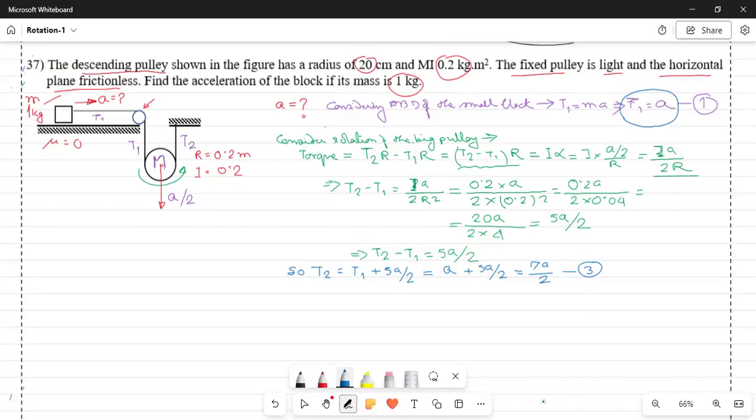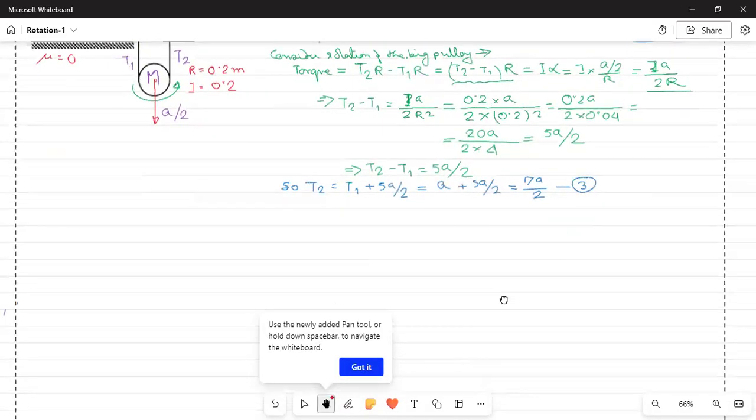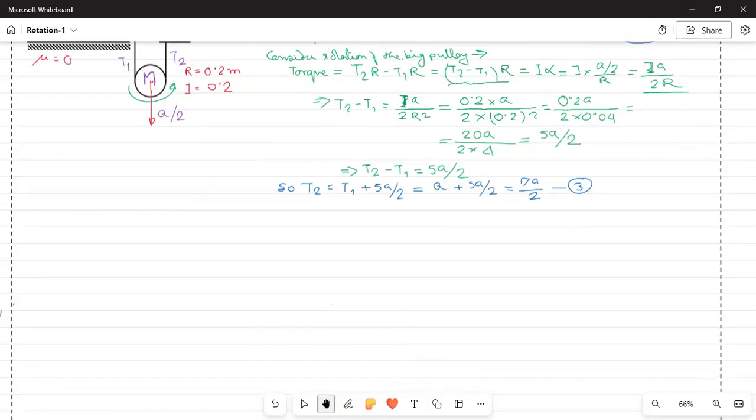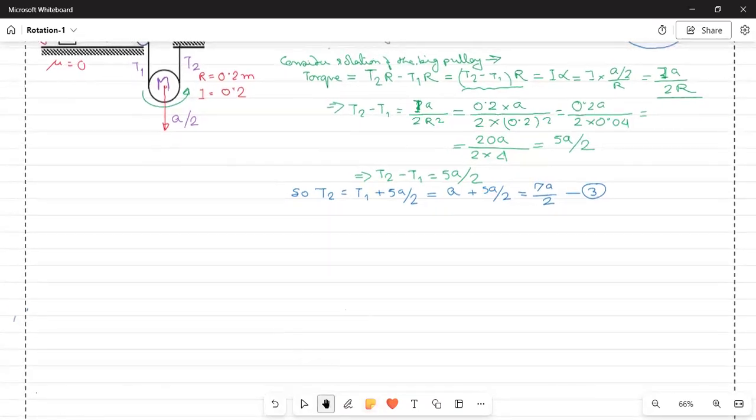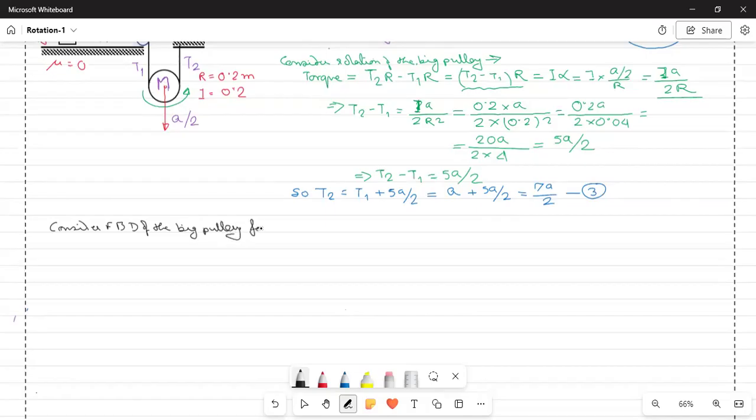Well, next, let's find some space here. This we have got here. Next we go here, where we have got the value of T2. Now we consider the free body diagram of the wheel. Consider the free body diagram of the big pulley for its downward motion.